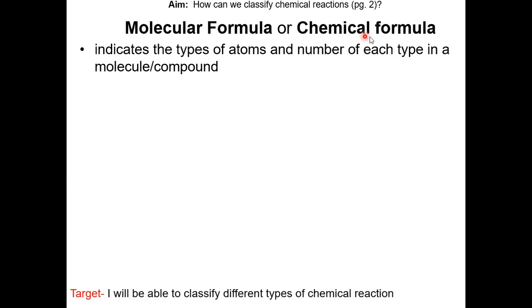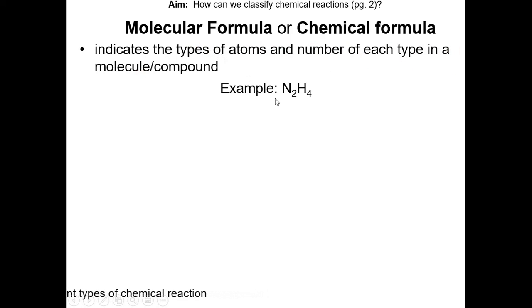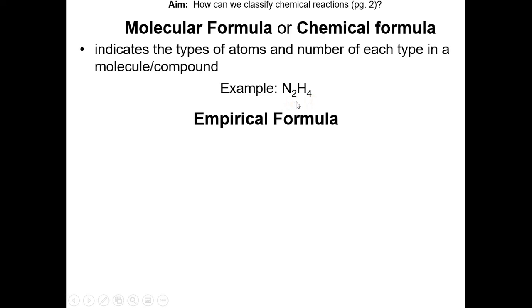Just to review, a chemical formula or a molecular formula indicates the type of atoms and the number of each type in a molecule or compound. For example, you have N2H4, that's a chemical formula of a substance. You have 2 nitrogens and 4 hydrogens in this compound.